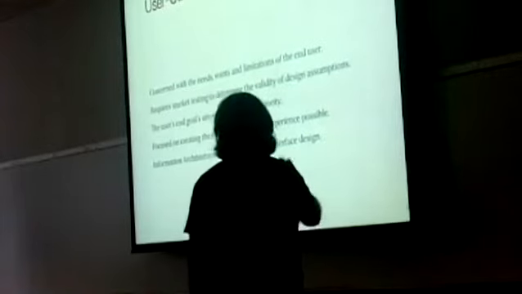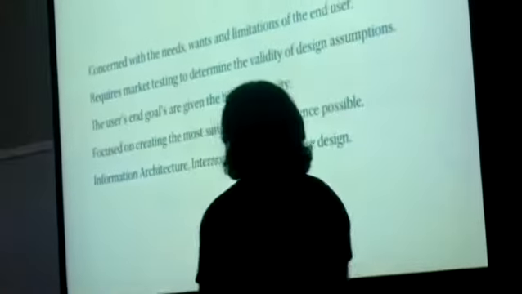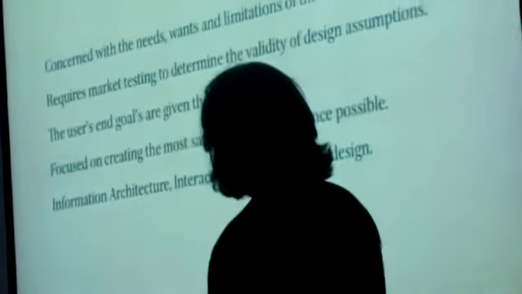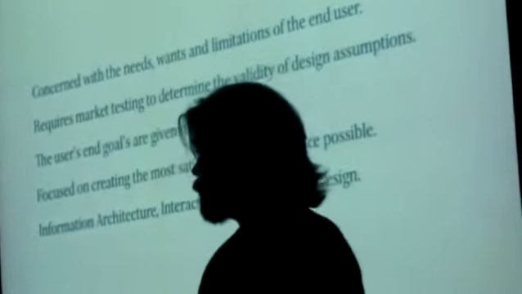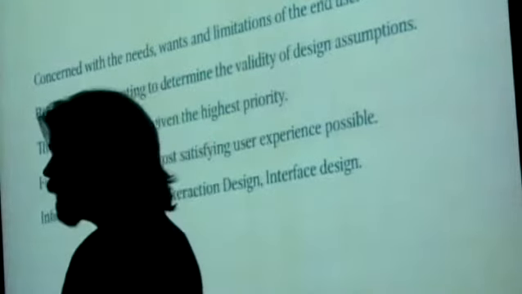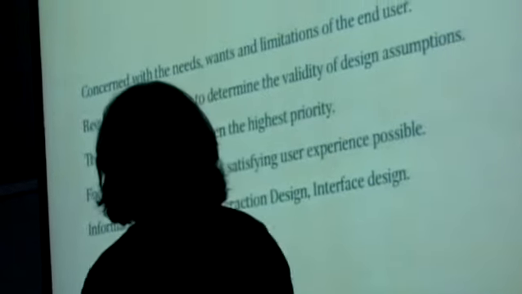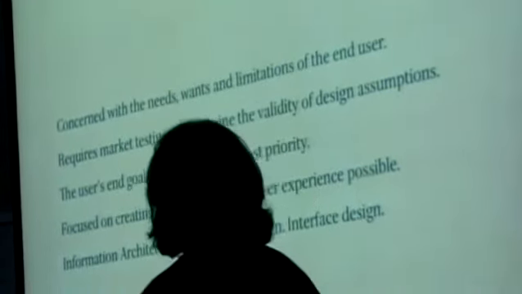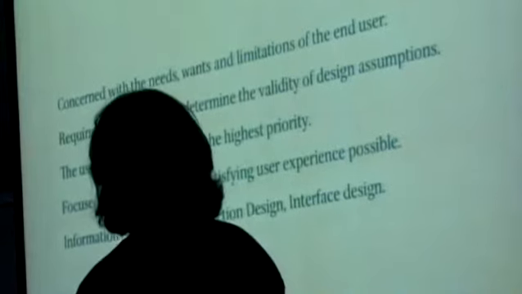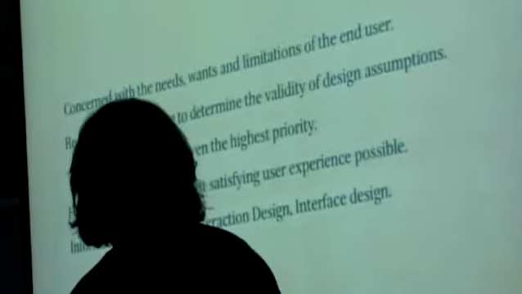And this is what we normally use: a user-centered design paradigm. It's concerned with the needs and wants of the end user. That's what we consider to be paramount. It requires market testing to really be effective, because you are going to make assumptions when you're designing, and you have to test those assumptions. It's focused on creating the most satisfying user experience possible, while getting out of the way of the user and letting them do what they want. And it basically has three components: information architecture, interaction design, and interface design.